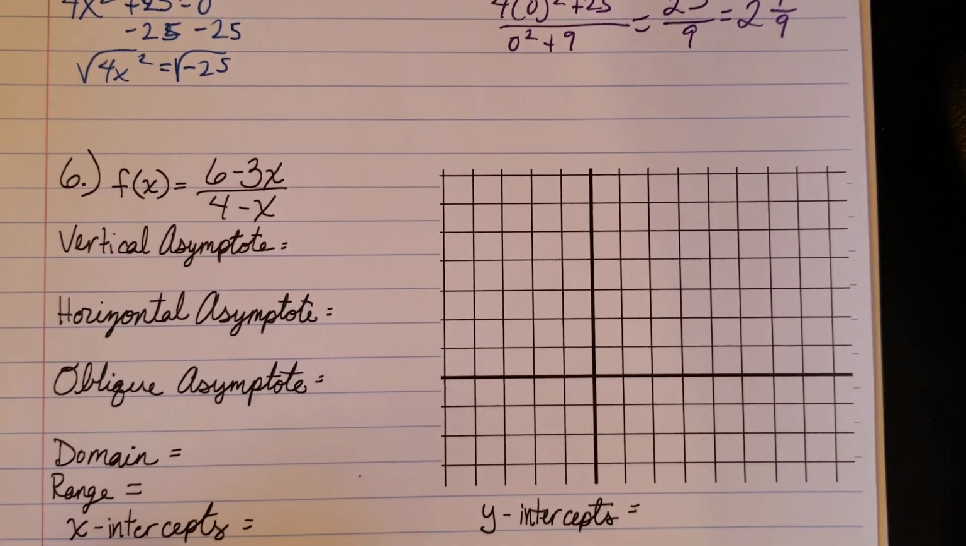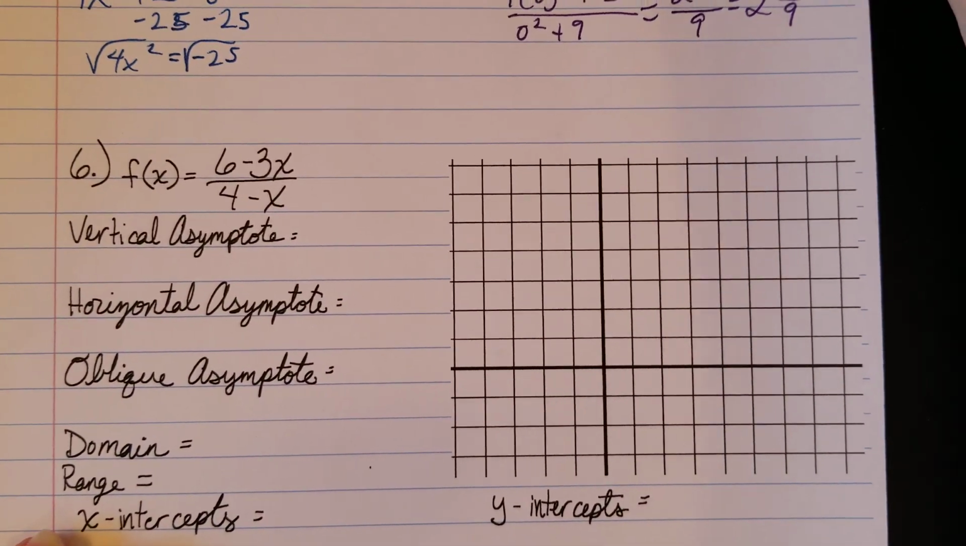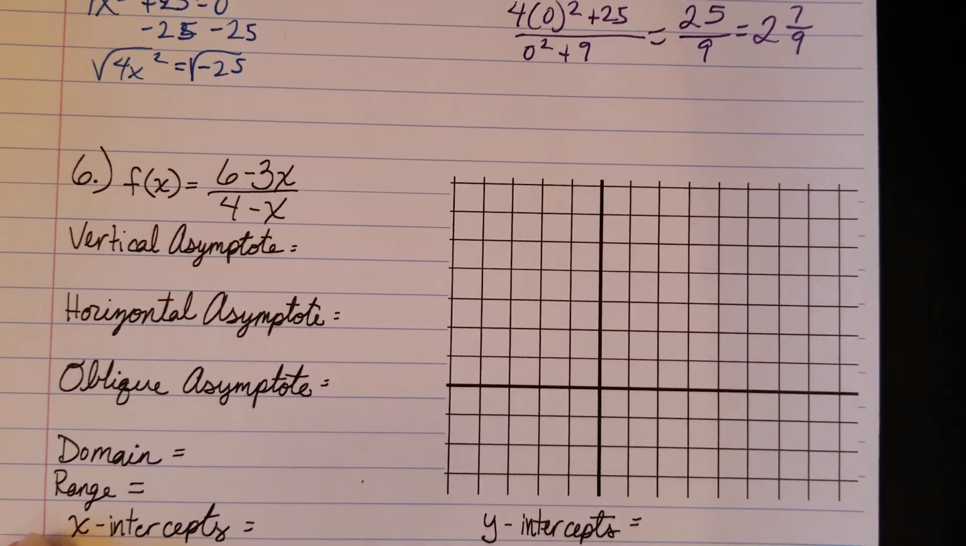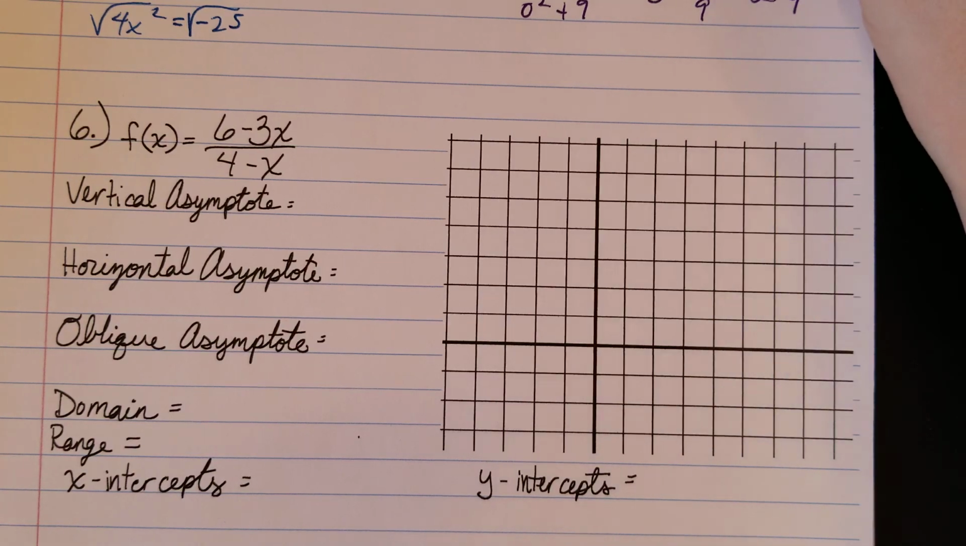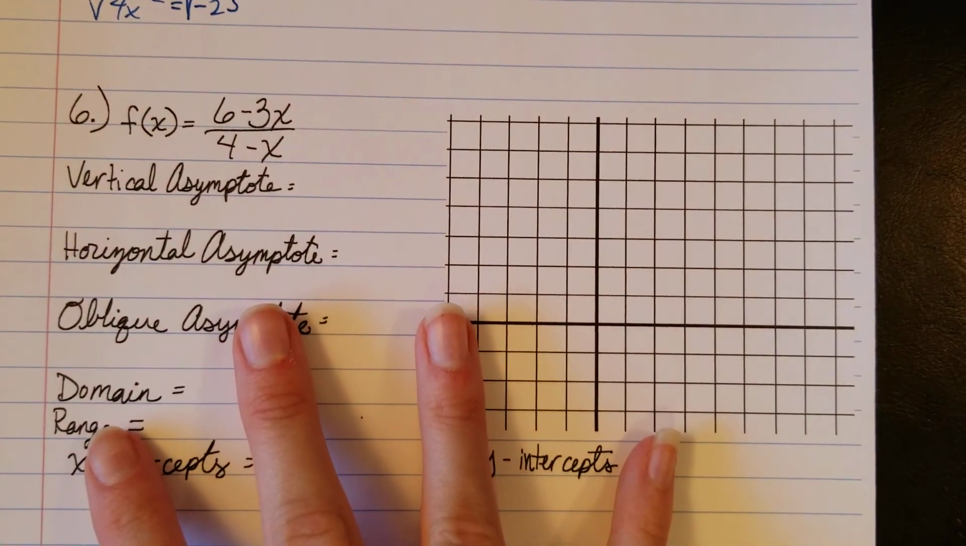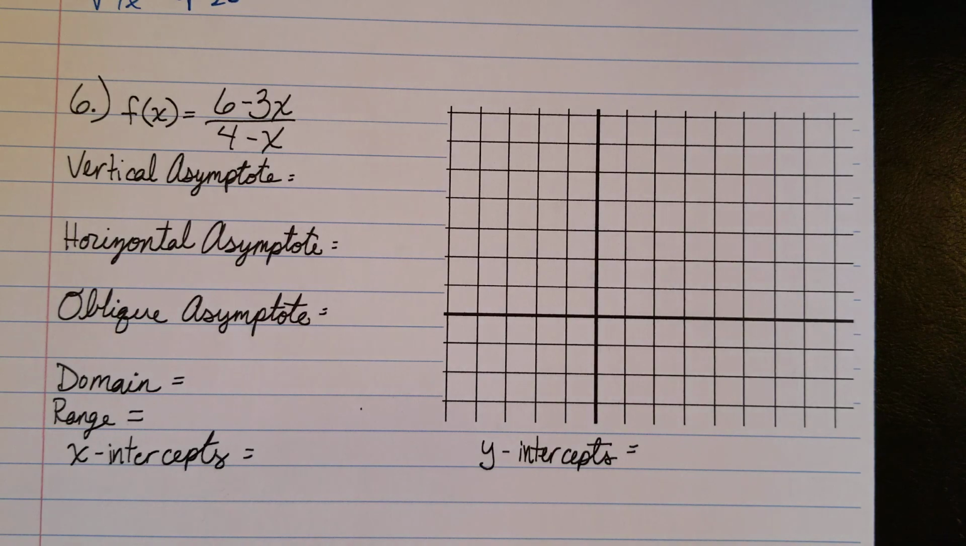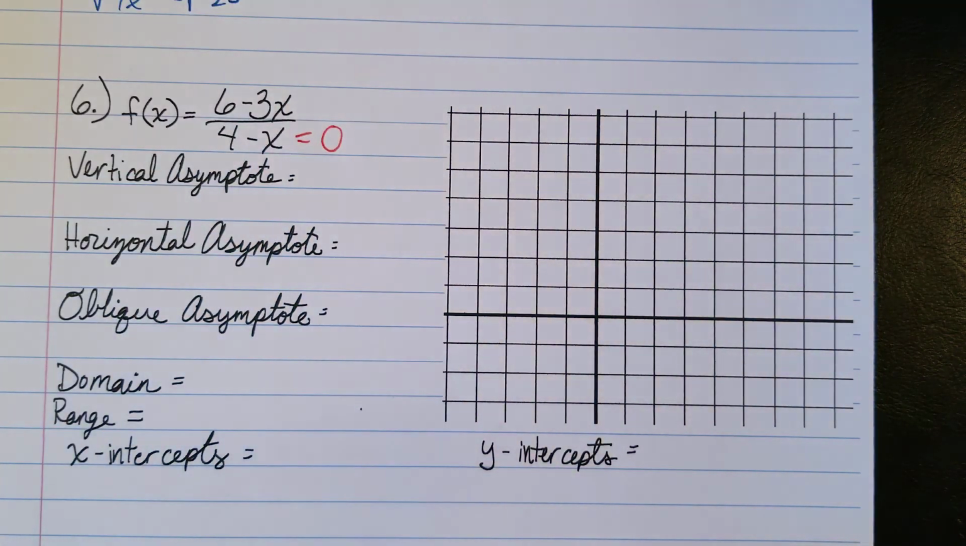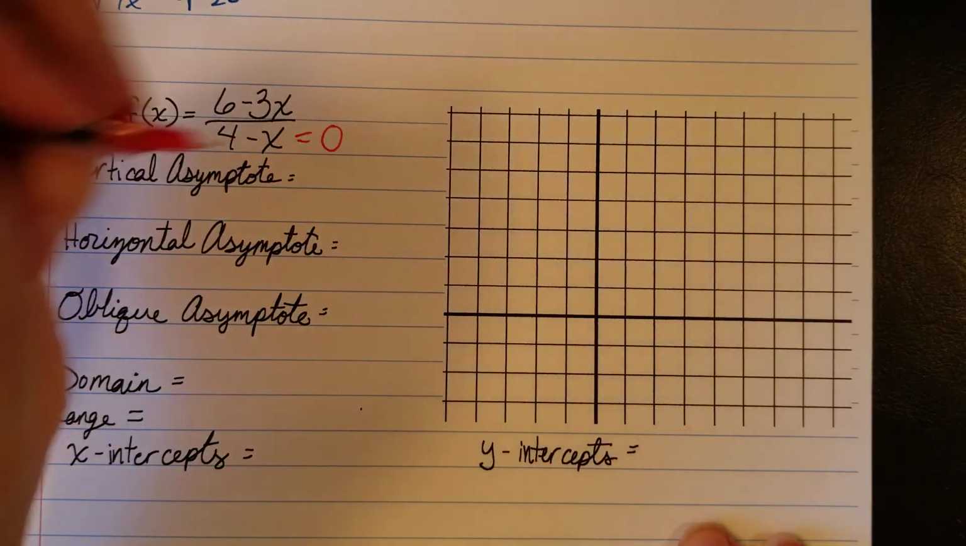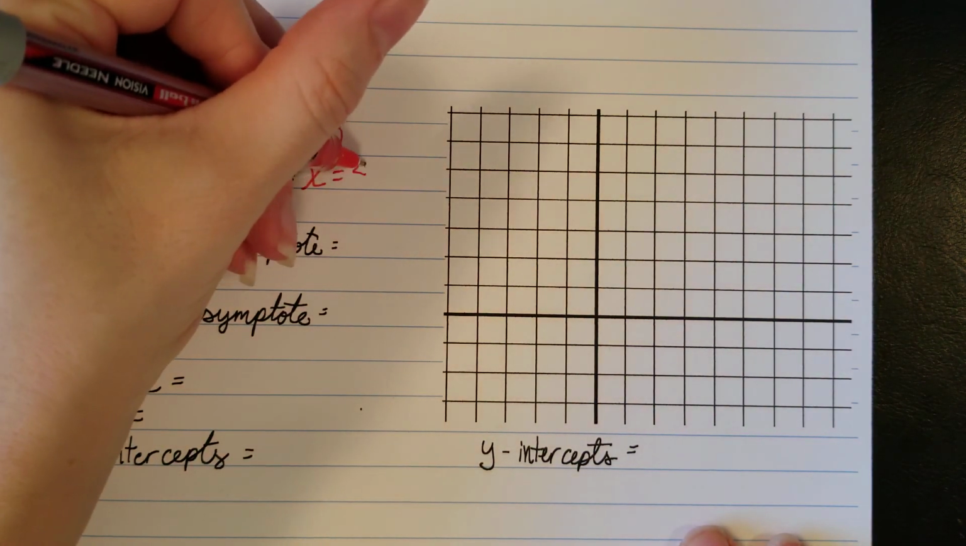So number 6. Okay. So set the denominator equal to 0 to find the vertical asymptote. So if 4 minus x is equal to 0, then x would be equal to 4.